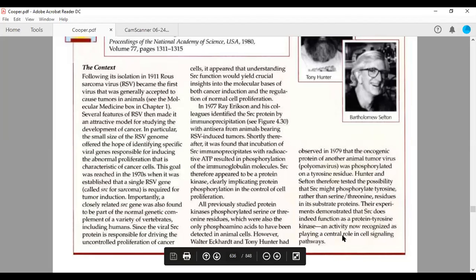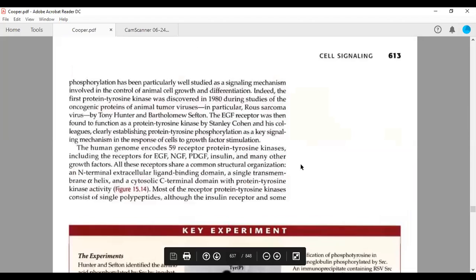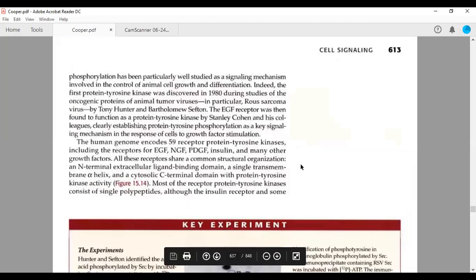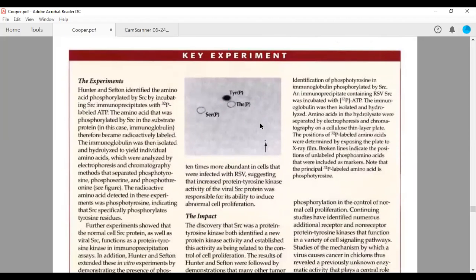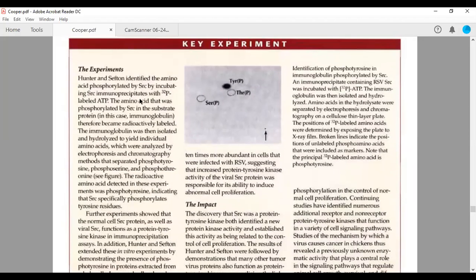This activity is now recognized as playing a central role in cell signaling pathways, because we know today most growth factors work by this mechanism of tyrosine phosphorylation. So we will come to what experiment they actually did. Hunter and Sefton identified the amino acid phosphorylated by the SRC protein from Rous sarcoma virus by incubating the SRC immunoprecipitate with radioactively labeled P32 ATP.